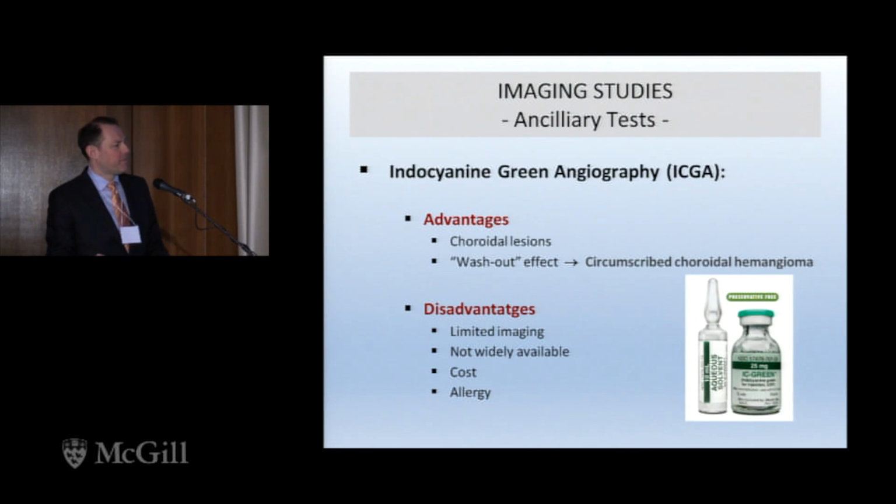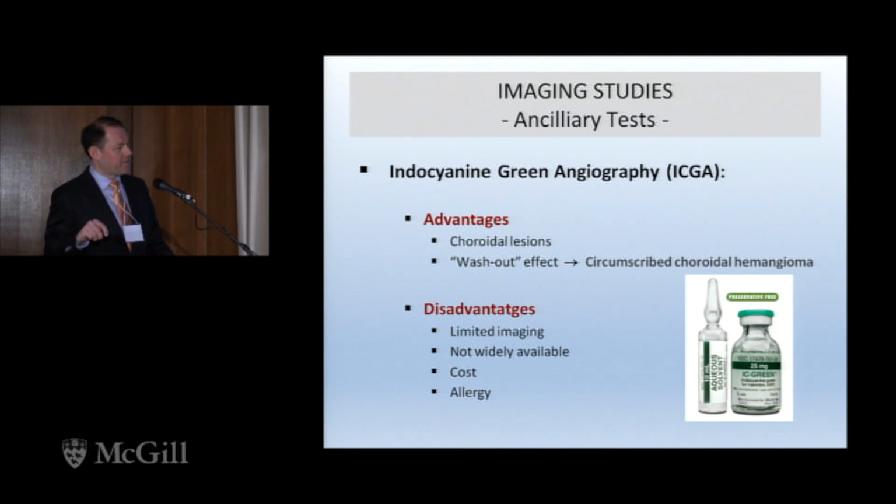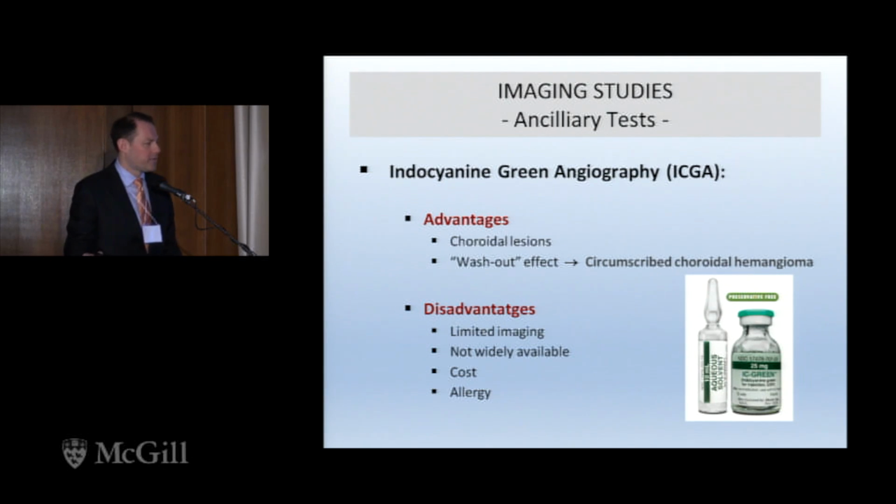But it does have some disadvantages. It's limited in its imaging too. As I mentioned before, you have a limited view with mostly posterior lesions. It's not widely available to most clinics because of its cost for the most part. These vials are expensive. It costs about $120 to $150 each time you inject this dye into the patient, and the machinery itself and the cameras that are required are quite expensive. And similarly to fluorescein angiography, allergies are a concern.